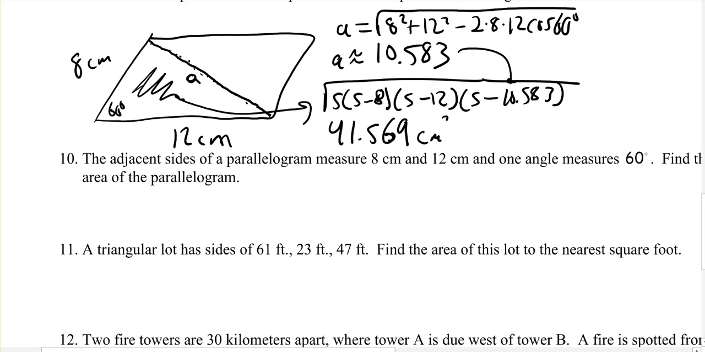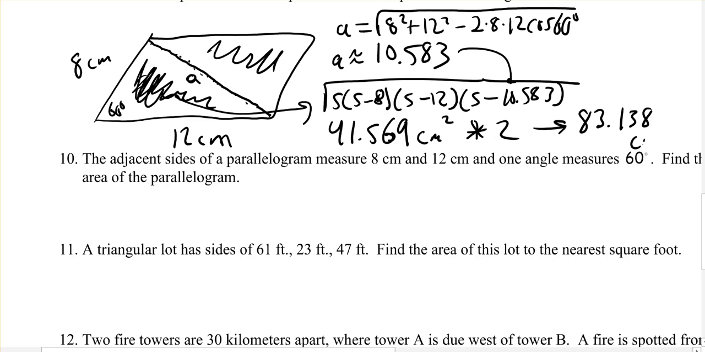That is 41.569 square centimeters. But why isn't this the same answer that I got doing it the other way? Right, and it's exactly half. This triangle and this triangle have the same amount of area. So you could multiply it by 2, and then you should get the same answer that I got doing it the other way.